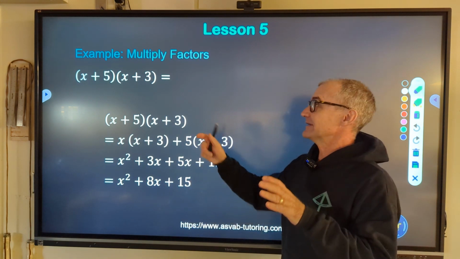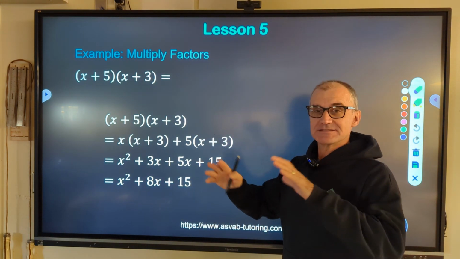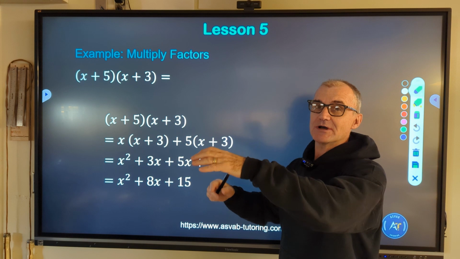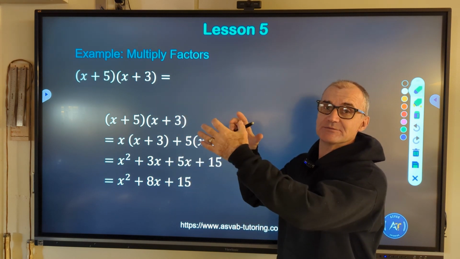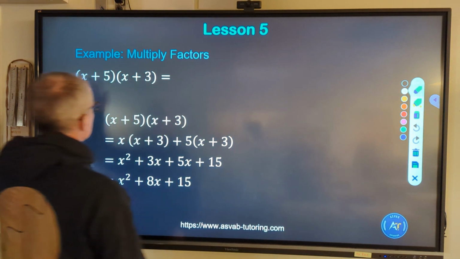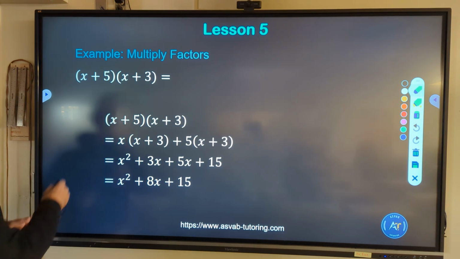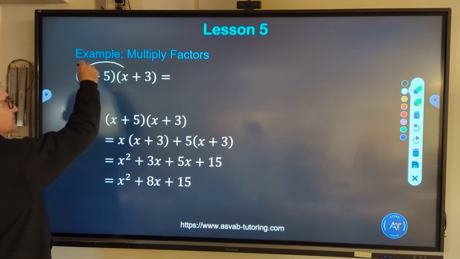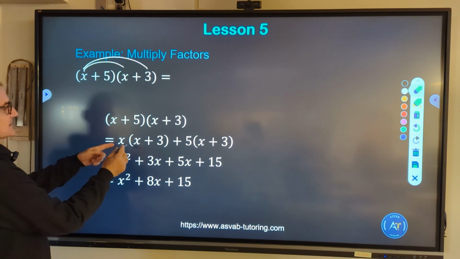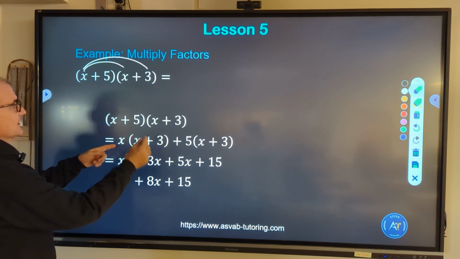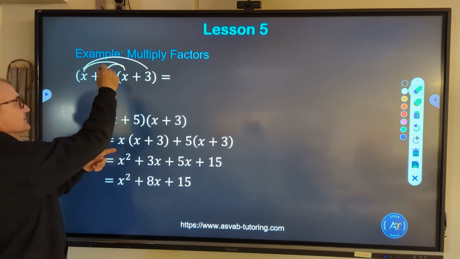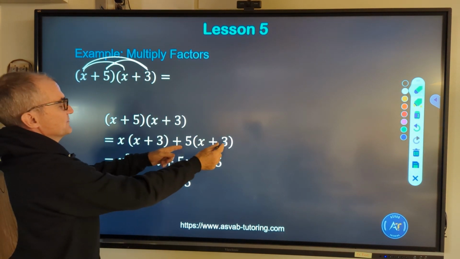Okay, now we're going to look at multiplying factors. This is like distributing a number through a whole quantity, but I have a quantity distributed through that quantity. So I have x plus 5 times x plus 3. There are 2 ways to do this. The first is to say x times this quantity. So I have x times x plus 3. And then 5 times the quantity x plus 3.